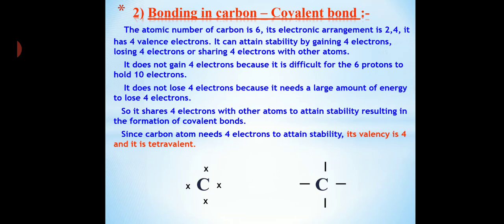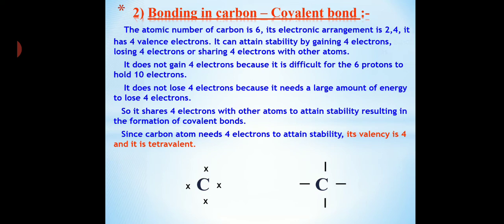Its outermost shell consists of 4 electrons. So it needs 4 electrons. Either it gains 4 electrons from other atoms, or it loses those 4 electrons and becomes stable, or it shares 4 electrons to become an octet structure. See, it does not gain 4 electrons. Why can't it gain 4 electrons? Because it is difficult for the 6 protons to hold 10 electrons.